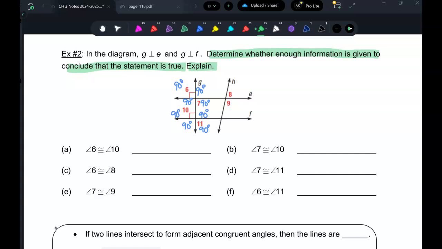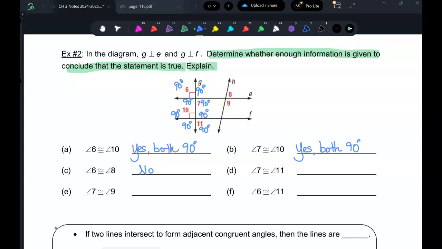So let's take a look. After I've labeled everything, are 6 and 10 congruent? Yes. Both 90 degrees. That's all you have to write. Over here, 7 and 10. Same, right? Now, 7, because it was a vertical angle, I'll just say, again, they're both 90 degrees. I'm going in order, A, B. Now I'll do C. 6 and what was the other one? 8. No. If it's no, I'll just put no.